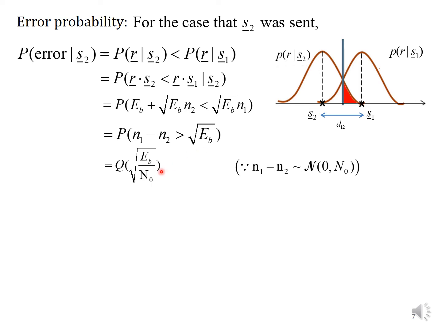That would be what? Again, this is the tail probability, right? The square root of Eb is where the integral starts, and then the standard deviation is the square root of N0, right? And that makes the Q function. And this Q function represents the error.